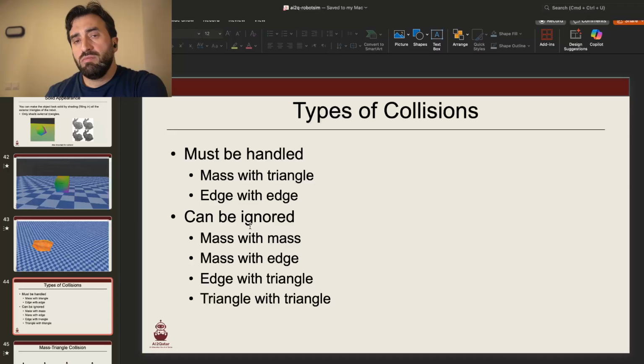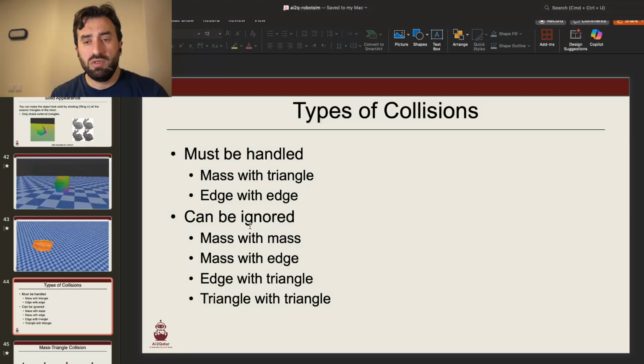But let's talk about collisions a little bit. So you have different types of collisions. Some of them you have to handle, and some of them you have to ignore. The types of collisions you need to make sure are handled properly are mass with triangle, and the other one is edge with edge. I'll show you what they are in the next slide. The ones that you can ignore are mass with mass, mass with edge, edge with triangle, and triangle with triangle.